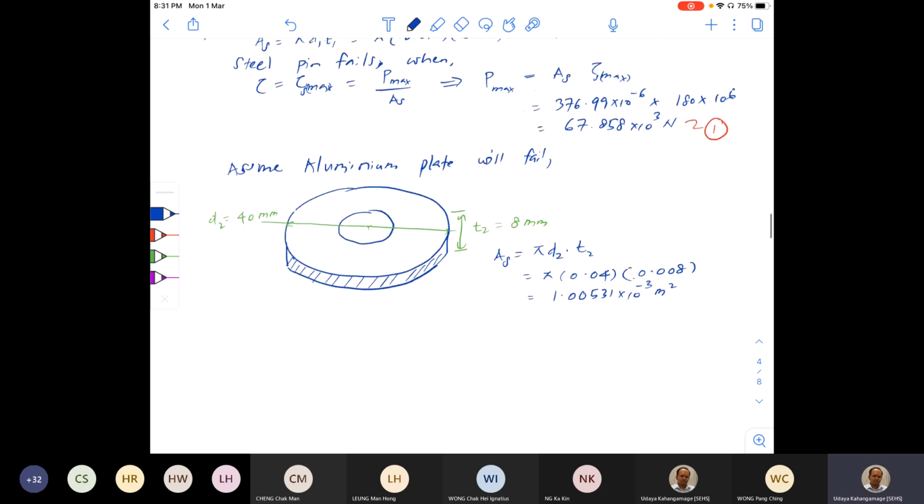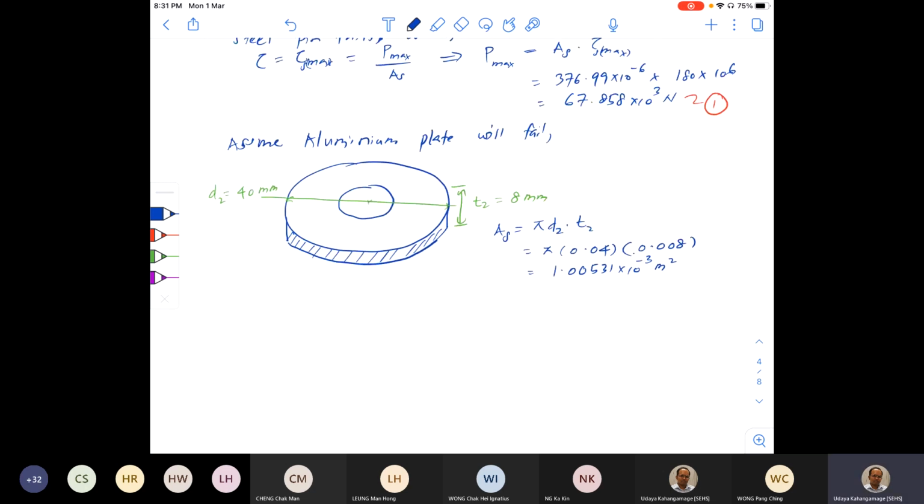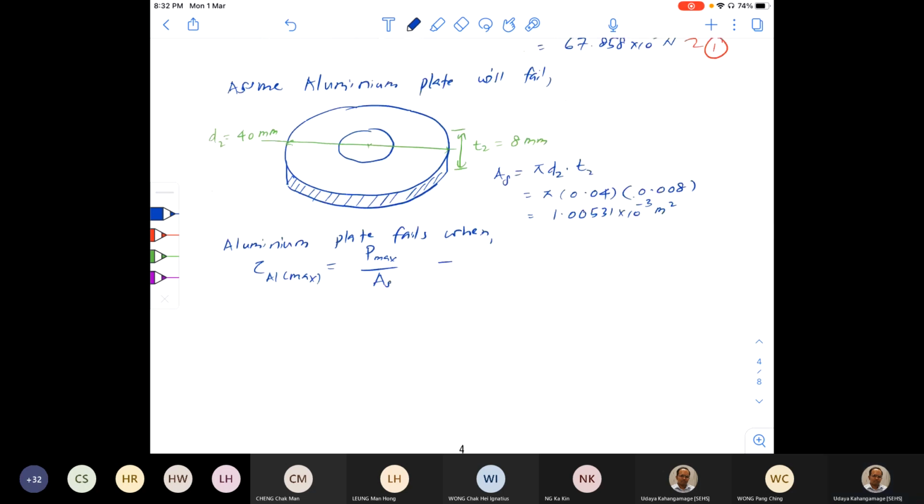Okay, now we consider the aluminum plate failing, right? So the aluminum plate fails when tau aluminum maximum is equal to P maximum over AS. Now this is the aluminum plate area. So now we have another value for P maximum, assuming failure of aluminum, into AS.